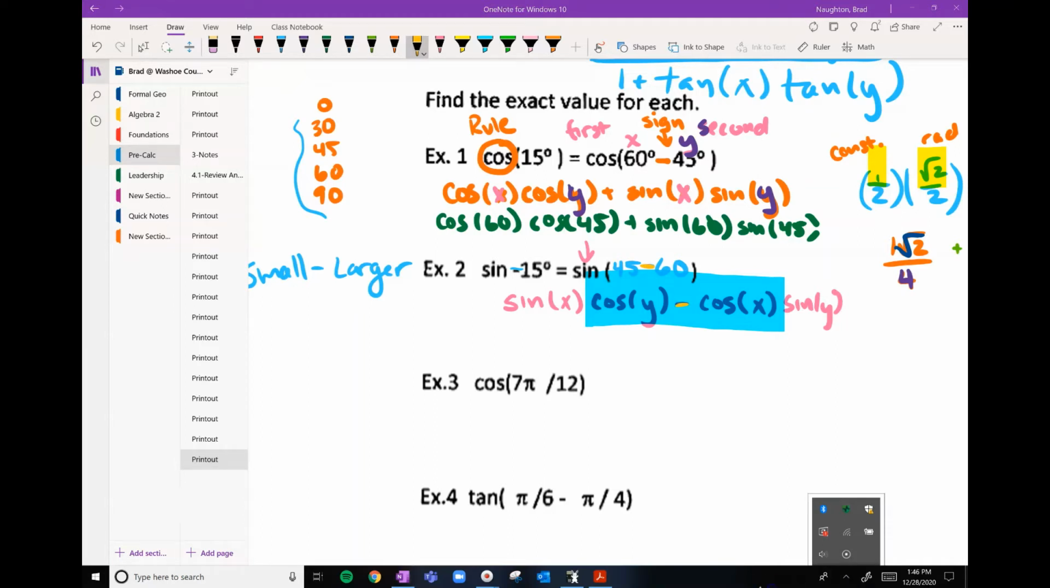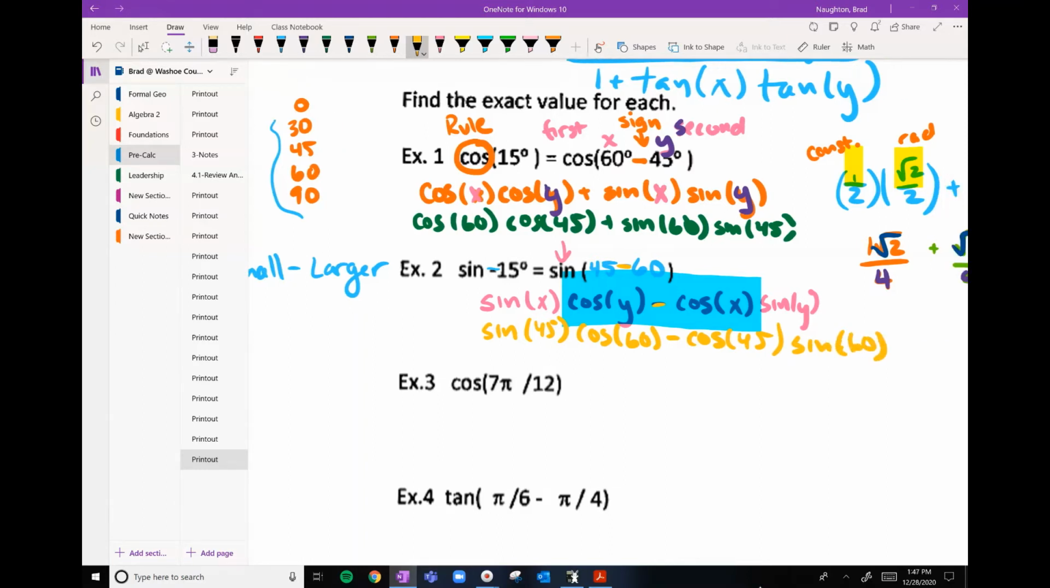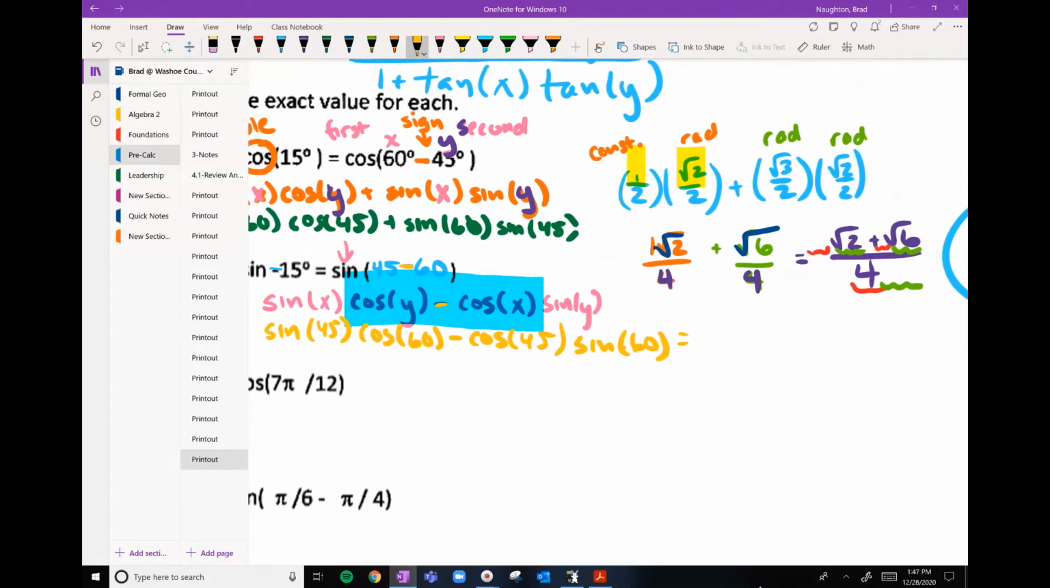All right, so the sine of 45, the cosine of 60, minus the cosine of 45, the sine, I almost wrote sine, of 60. All right, so let's use our unit circle, find what those values are. So root 2 over 2 for the sine of 45. And then this is going to be 1/2. And then we have a minus in between. Cosine of 45 is root 2 over 2. And then the sine of 60 is root 3 over 2.